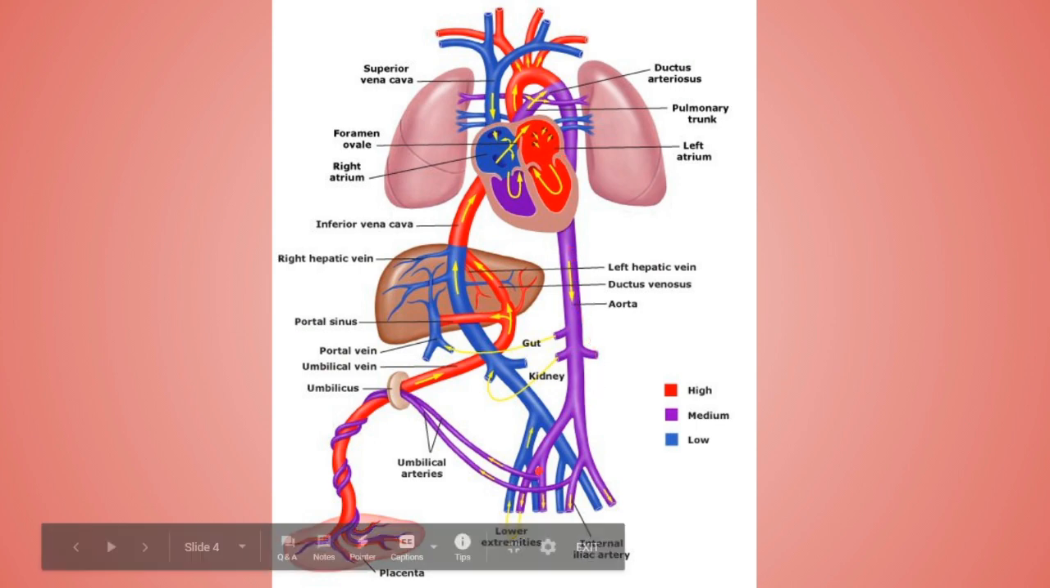And from the descending aorta, this comparatively less pure blood will supply the lower part of the body. And from all these structures, the mixed blood will enter the umbilical artery. The umbilical artery is a branch of the internal iliac artery, and from this it will enter the placenta, and go towards the mother's side to become pure again. So this was the whole concept of fetal circulation.